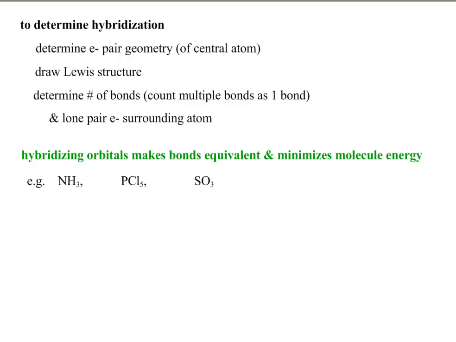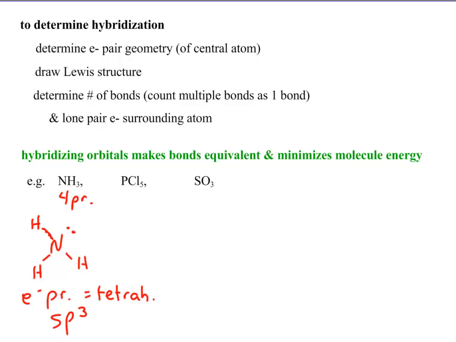Okay, let's start with ammonia. Ammonia is pretty easy. Electron pair geometry: nitrogen has 5, hydrogen has 1 valence electron each, so we have 4 pairs. So draw the Lewis structure. Nitrogen in the middle, 3 hydrogens attached. That takes care of 3 of my 4 pairs. The last pair is a lone pair. There are 4 pairs of electrons associated with the central atom, so the electron pair geometry is tetrahedral. Because I have 4 pairs of electrons associated with my central atom, my hybridization is sp3, because remember, lone pairs are in hybridized orbitals.